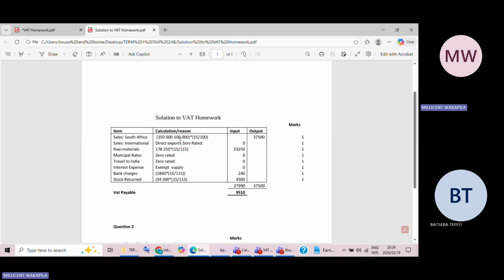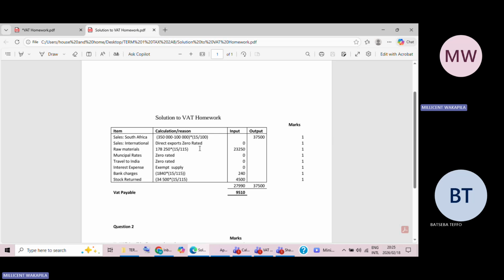350,000 minus 100,000, right? That is the exports that are zero rated, multiplied by 15%, to get yourself the VAT output. Because remember, this is a sell. The flow of goods is going outwards, so meaning to say we're going to have to charge VAT outputs. And then VAT outputs here is your positive charges, right?